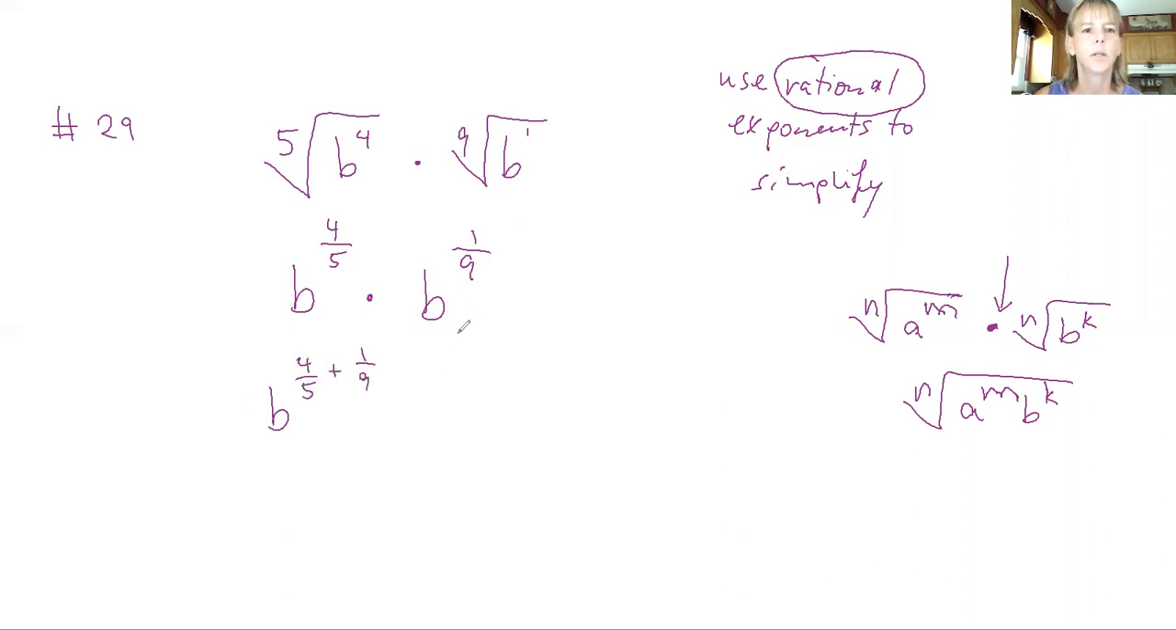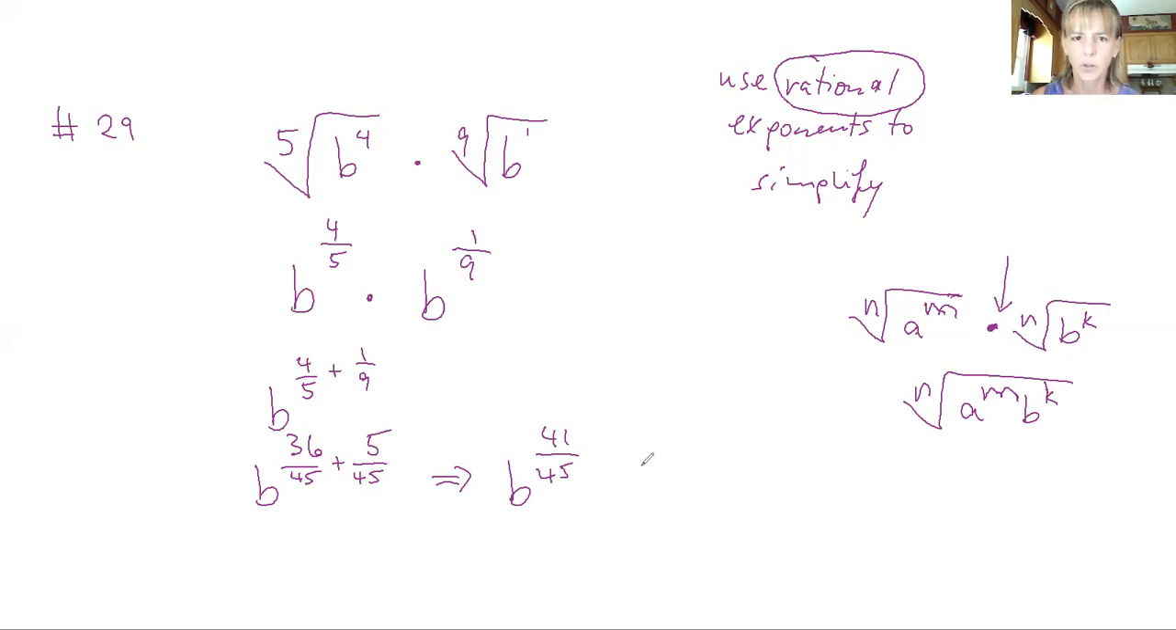Well, you can't really add them unless they have a common denominator, which is 45, right? 5 times 9, 4 times 9. 9 times 5, 1 times 5. Now I'm going to arrow over. Now I have a common denominator. I'm allowed to add those together, and that's 41.